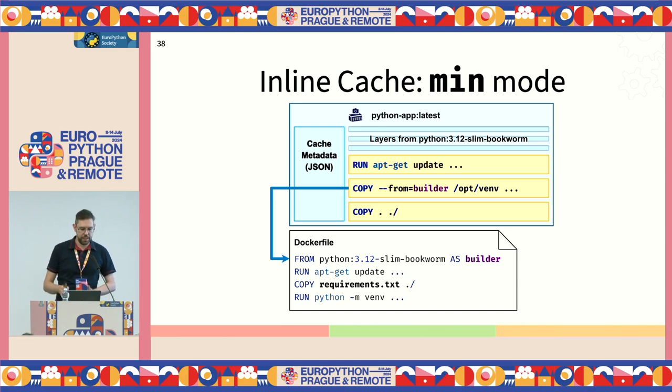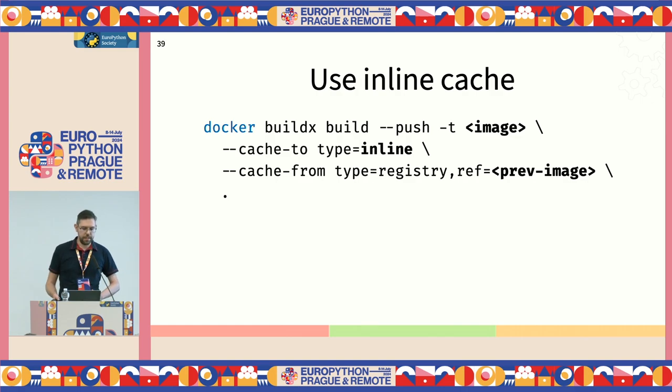This is called min cache mode. Only layers from the final stage are cached, and metadata helps to decide what layers can be reused. To use an inline cache, add the cache-to argument to buildx build with type set to inline, and the cache-from argument with type registry pointing to a previous version of your image.